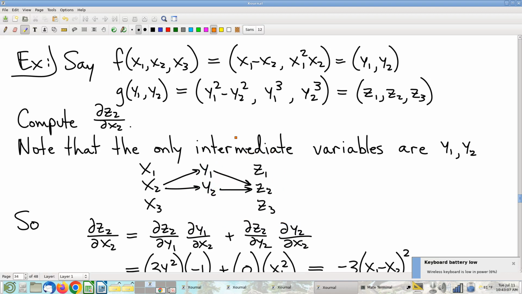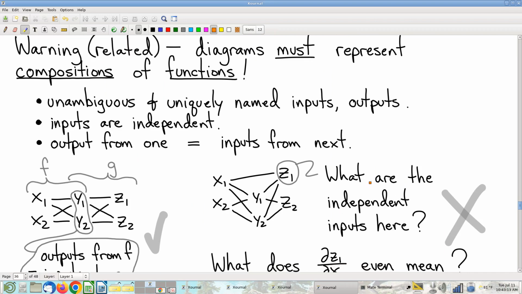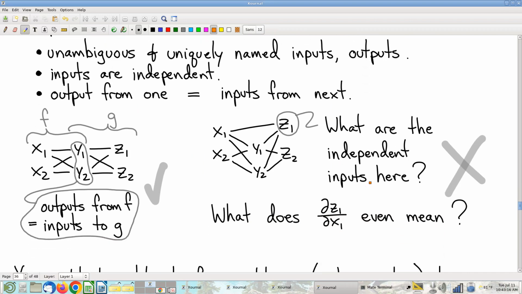Okay, so that is a necessity if you're going to talk about a diagram as representing a composition of functions. And so, for example, this diagram here, yeah, sure, I'm composing functions because check it out. Here's a function, perfectly well-defined and independent input variables.